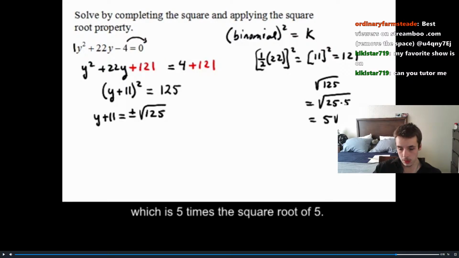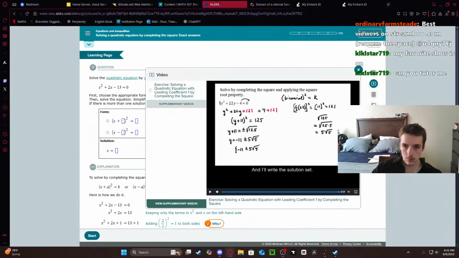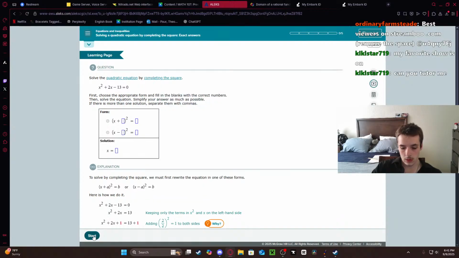Is it the square root? Yeah. Plus 5 square root 5. Is that the whole thing? Oh, and then you move the 11 over. Okay, so y equals negative 11 plus or minus 5 square root 5. Okay. Let's try it out.